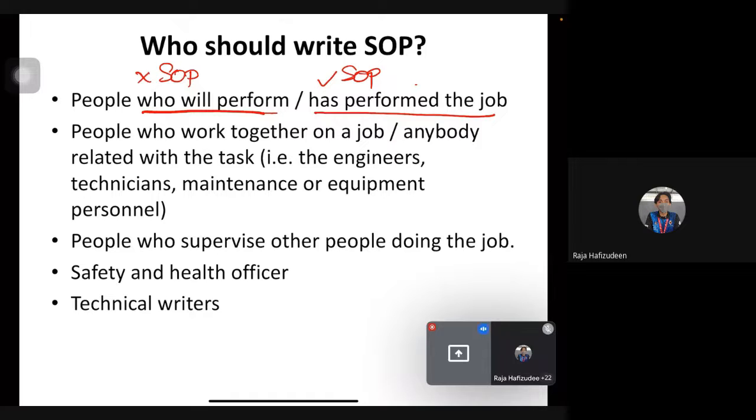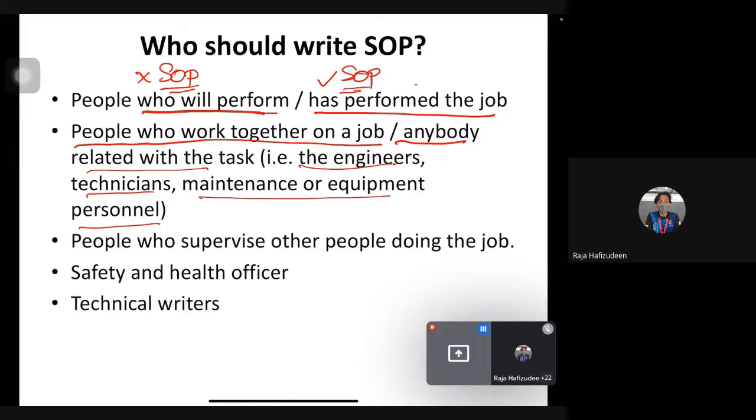So here, who will perform? No SOP at all. But over here, maybe the SOP is there, but you can do some improvisation. You do the correction, for example. People who work together on a job, anybody related with the task, for example, the engineers, technicians, maintenance or equipment personnel.